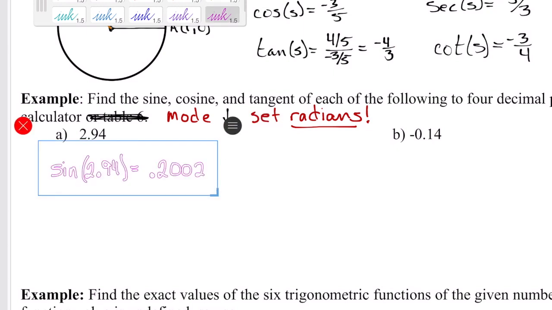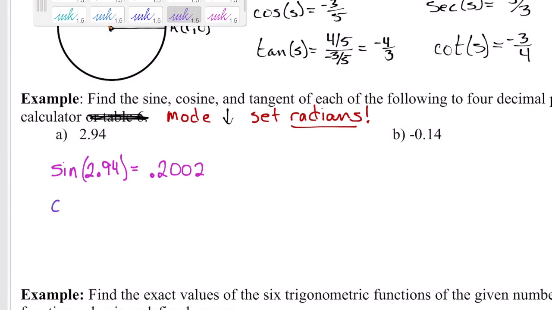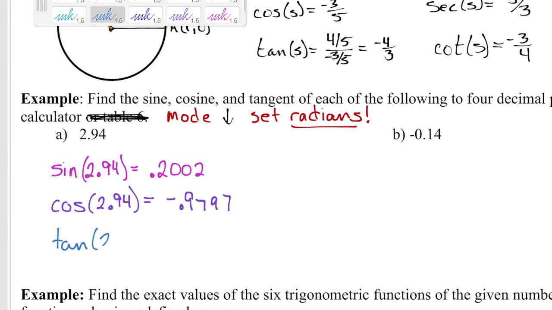And do this in a fun color. There we go. And then we'll plug in cosine. Same thing, again, you want to make sure you're in radians. This is -0.9797. And then we have tangent of 2.94. It's going to be equal to -0.2044.